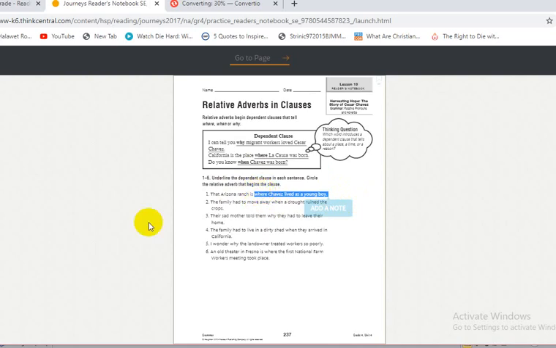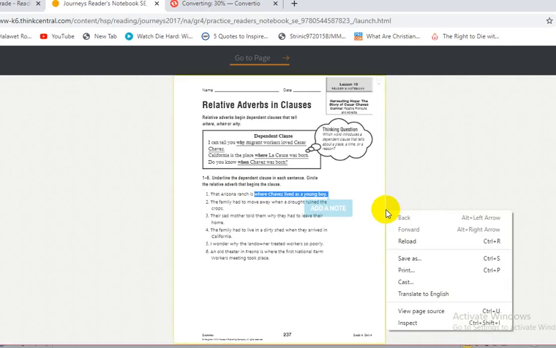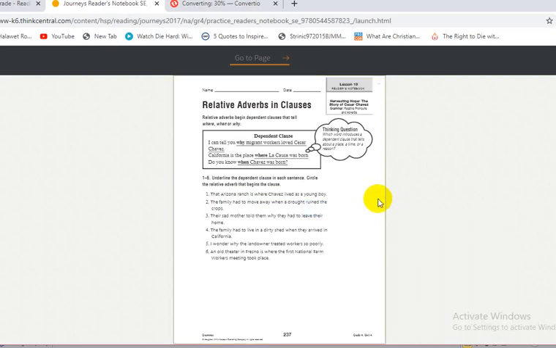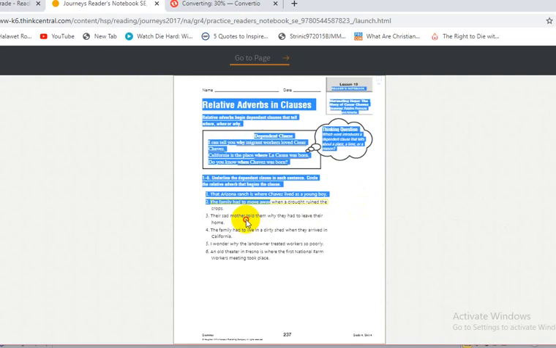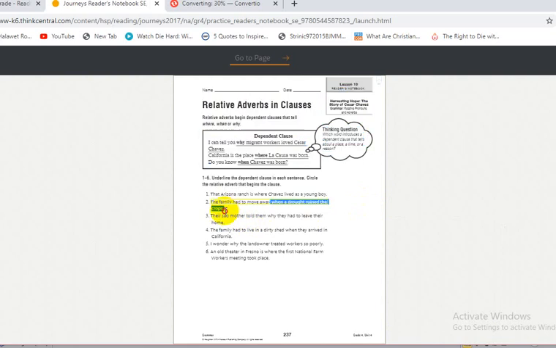Okay, number 2. The family had to move away when a drought ruined the crops. So the family had to move away when a drought ruined the crops. When a drought ruined the crops is our what? Dependent clause, right? Yes, so when a drought ruined the crops, that's going to be our dependent clause. Well, which word here is our relative adverb? That's going to be when. When is a relative adverb. Alrighty, let's move on.